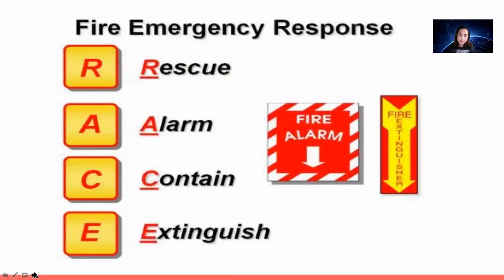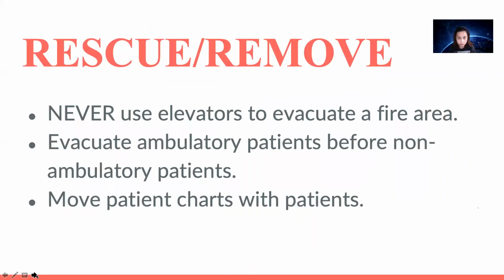Then, as caregivers, we should always remember the acronym RACE and PASS. It's the easiest way to remember the fire and safety. So you should remember RACE and PASS. R is for rescue, A is for alarm, C is for contain, and E is for extinguish. So let's see one by one.